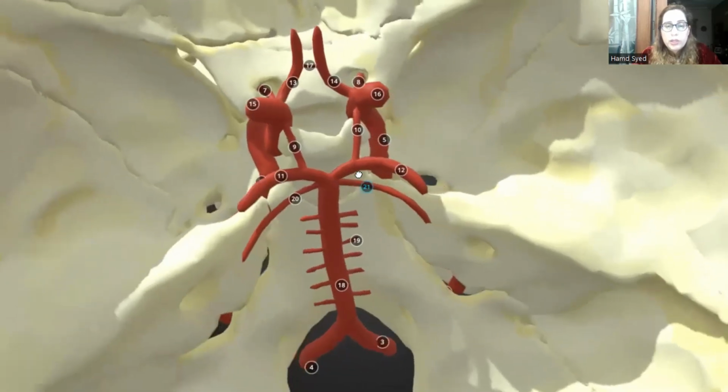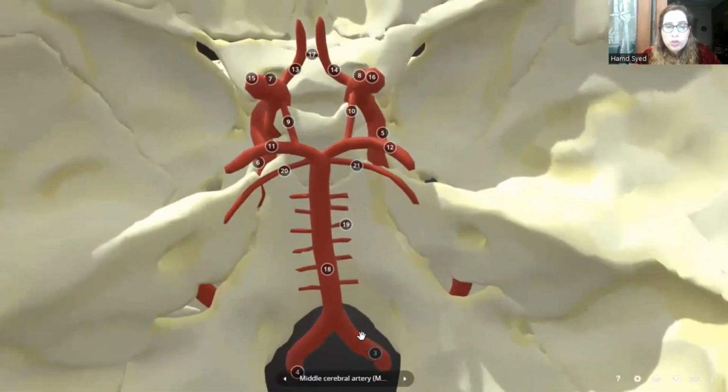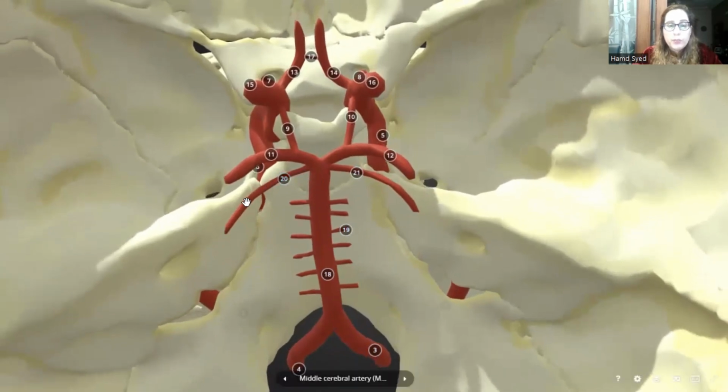So let's look over here at the second set of arteries, which are the vertebral arteries 3 and 4. They have entered the skull through the foramen magnum and united at the lower border of the pons to form the basilar artery, number 18, which is traveling over here, and it is giving off these pontine branches, number 19, and also the superior cerebellar artery before dividing into the two terminal posterior cerebral arteries.